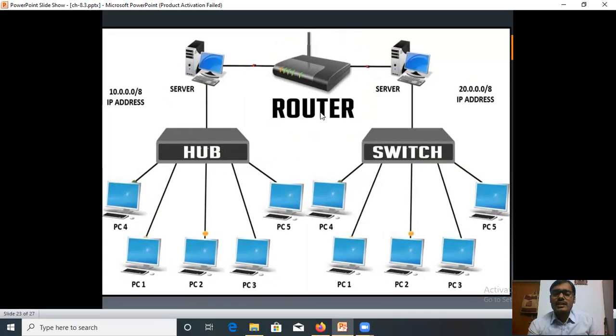A router is also used in many organizations for sharing the details of different servers, and different servers can be connected through routers. You can see this picture and you can understand how it can be connected to do the communication between different servers.